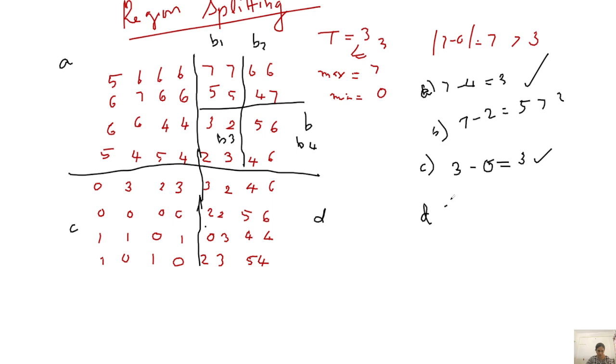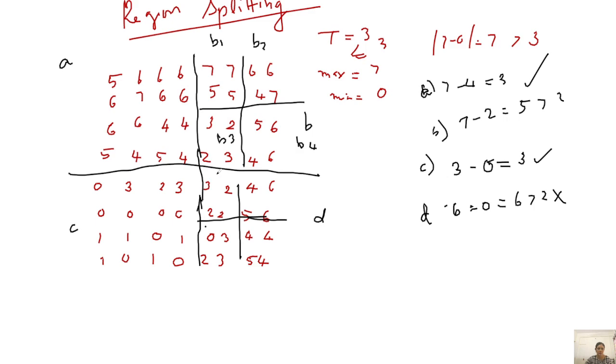Section D, the maximum I am getting is 6, right? The minimum I am getting is 0. So 6 minus 0 gives 6, right? It is greater than 3, so this is also not satisfying. So I have to split the region again.